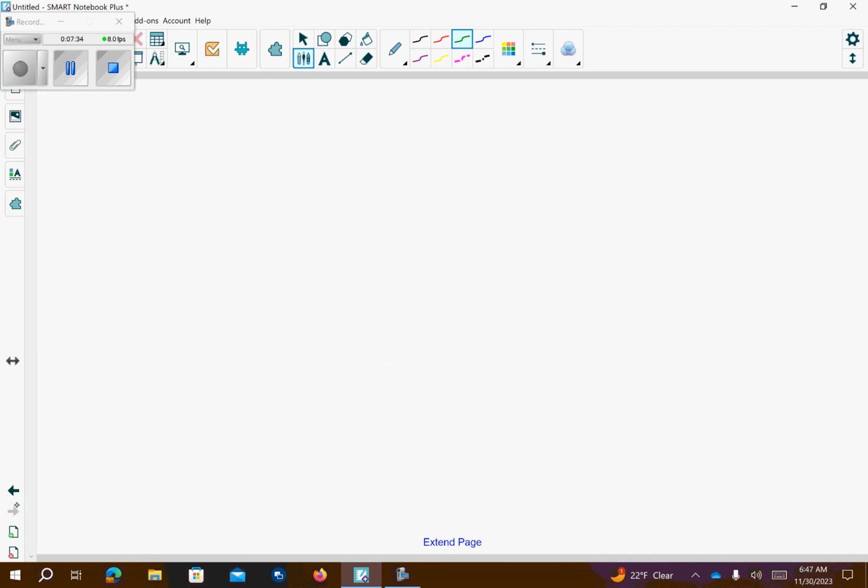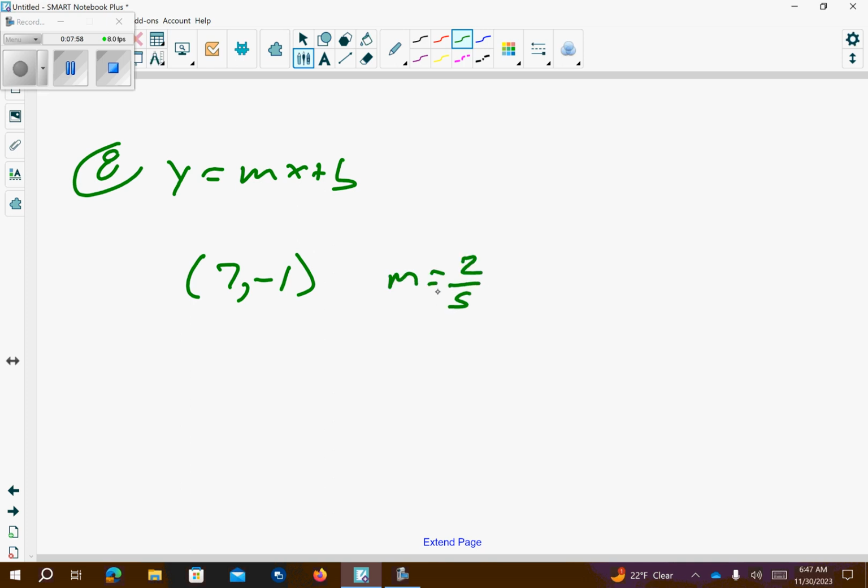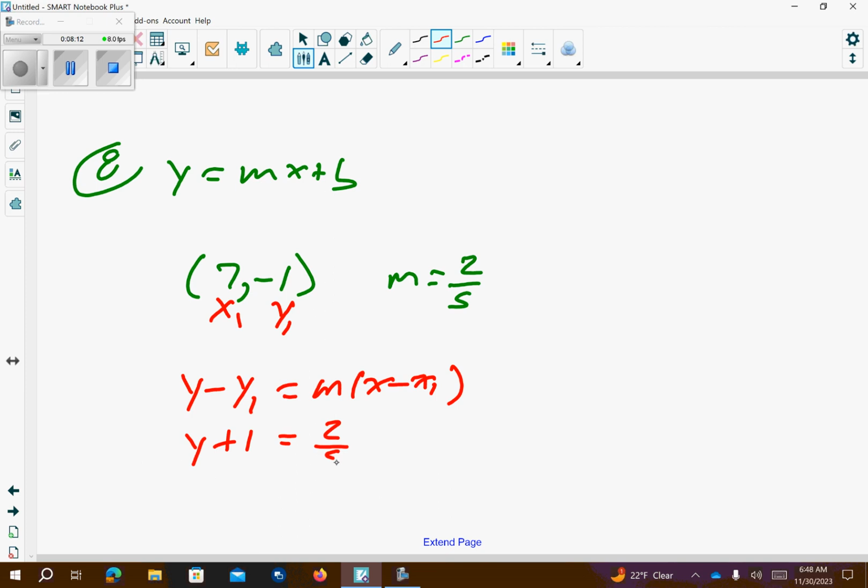Number 8 says find the equation of the line in slope-intercept form. So slope-intercept form is this. Oops, there's no parentheses there. mx plus b. Okay, we have a point that is 7 comma negative 1, and we have a slope given to us of 2 over 5. So I'm going to call this x1, y1. So I have to use point slope first. So I have a y1 is negative 1, so it'll be positive 1 here. Slope is 2 over 5. X, it's positive 7, so it'll be a negative 7 here.